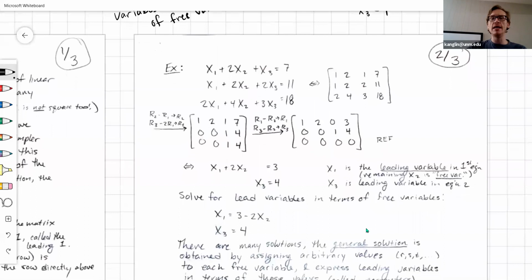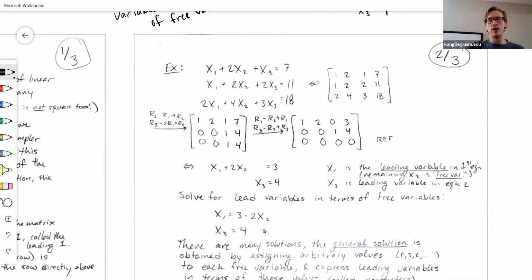Well, there are many solutions in this case. For any value of x2, I can plug that in here and find the x1 that goes with it, and I know x3 is always 4. So really, there are infinitely many solutions to this system, and we're just trying to find a clear, useful way to describe that set of solutions. But there are infinitely many in this case.